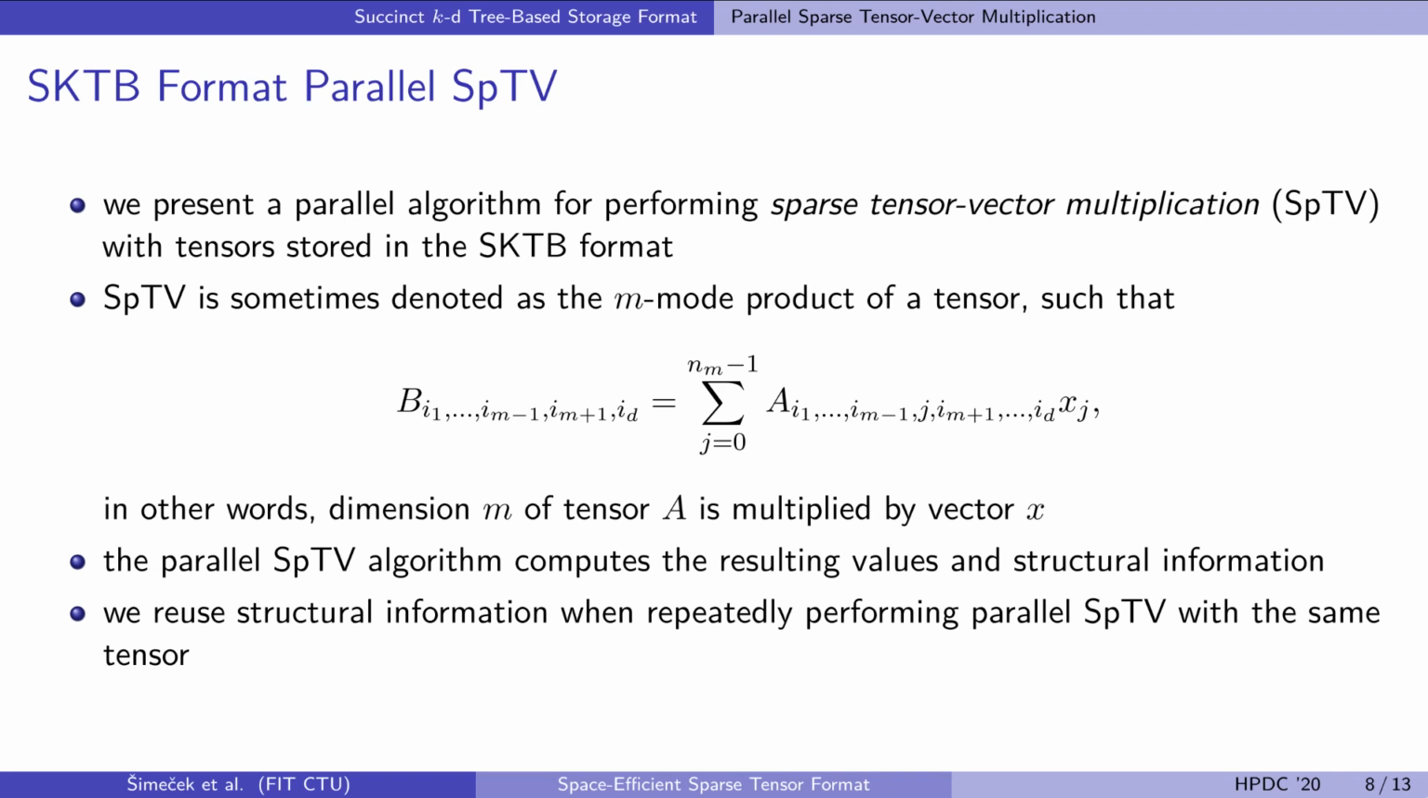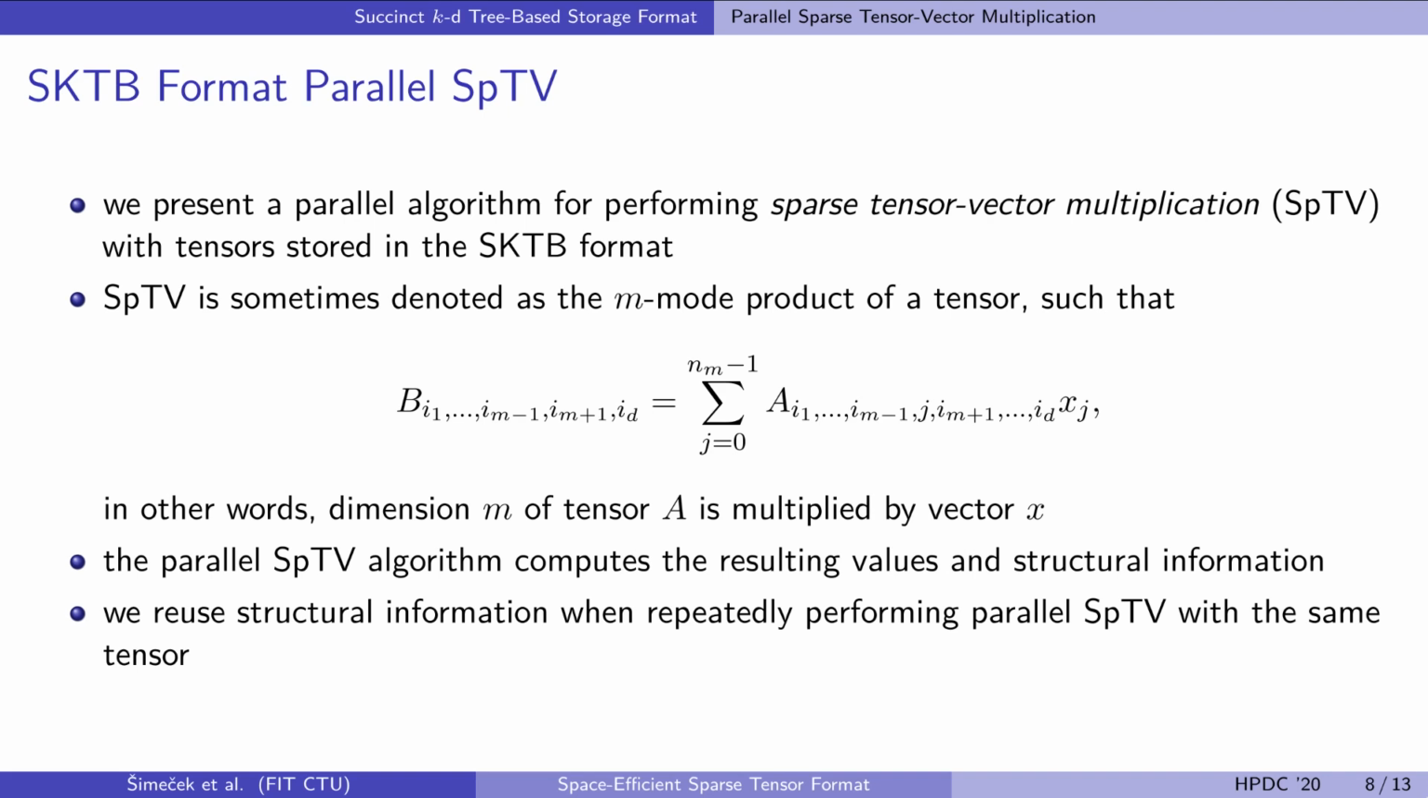We also present a parallel SpTV algorithm for performing sparse tensor vector multiplication with tensors in the SKTB format. SpTV is sometimes denoted as the M-mode product of the tensors. In other words, this means that tensor A, which is d-dimensional, is multiplied along its mth dimension with input vector x. The result of this is an output sparse tensor which has d-1 dimensions.